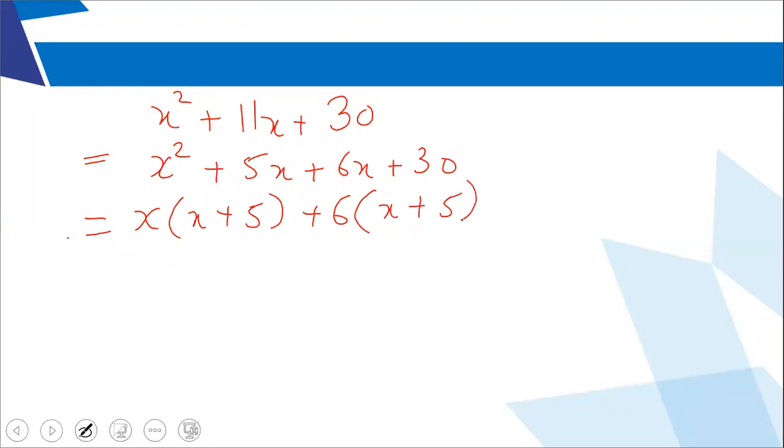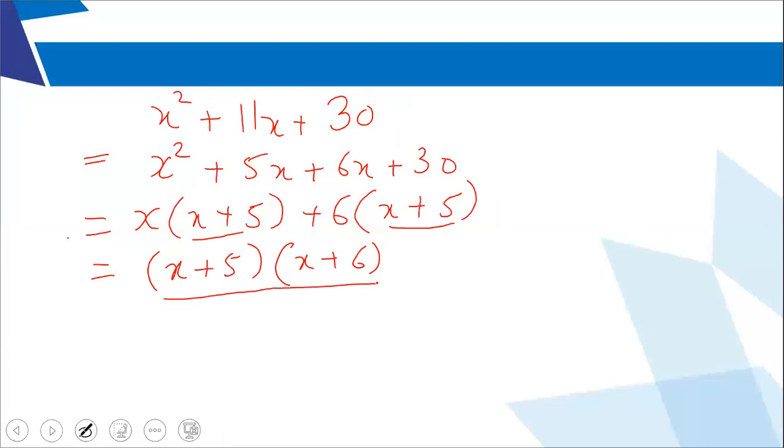And what are we supposed to always see when we are taking out common? There is something which we need to always check. That my bracket should be exactly the same. So now from the first term and second term, what am I going to take common? x plus 5. Very good. And what is left over, Mehak? x plus 6. So now we have factorized it, and this is how we are going to do it.